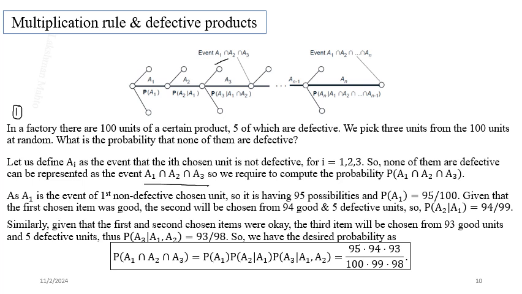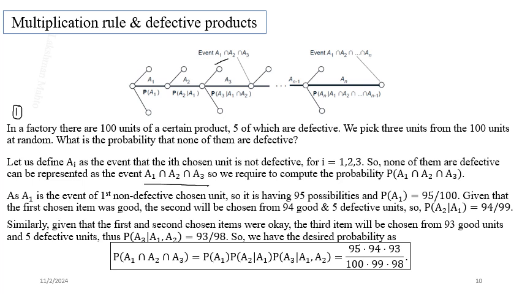Out of 95, you have already selected one, so 94. Out of total 100, you have selected one, so 99. So the probability of A2 given A1 is 94 by 99. And likewise, the probability of A3 given A1 and A2 would be 93 by 98. So it is a much simpler approach if you are applying the multiplication rule.